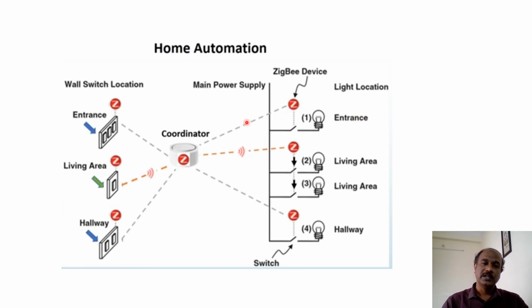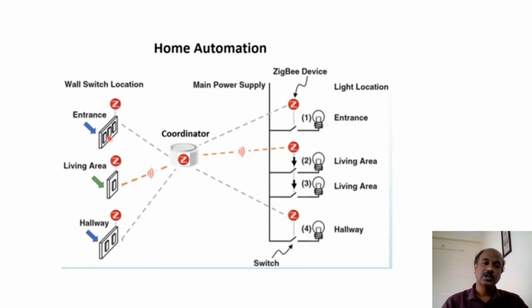So here is an example showing how to use a ZigBee network. ZigBee is mainly used for home automation, industrial control applications, and for data collection in the medical field. The home automation is shown here. In this diagram you are seeing how ZigBee can be implemented for home automation. As you can see, there are a number of ZigBee enabled switches, and these are the lights corresponding to these switches.